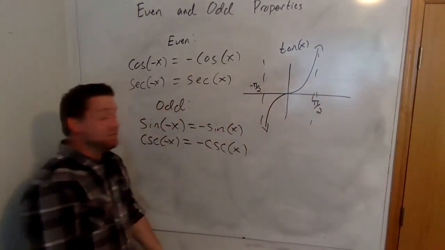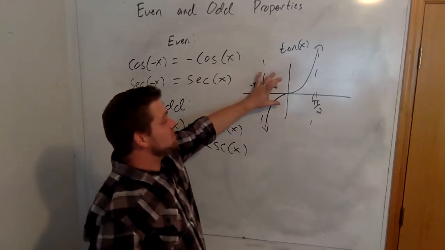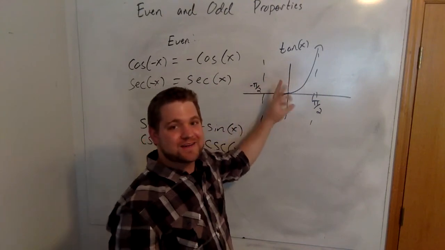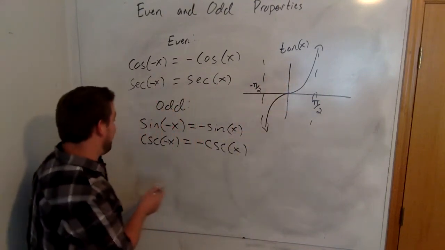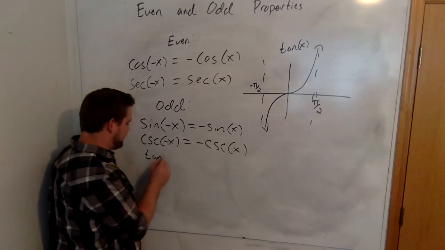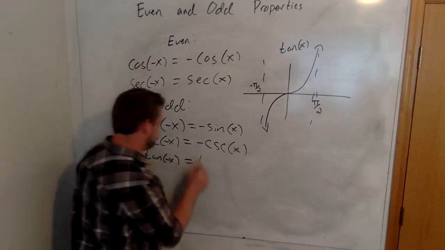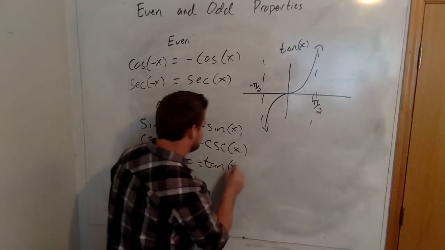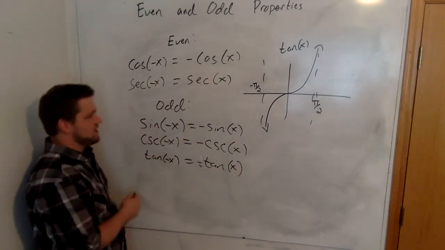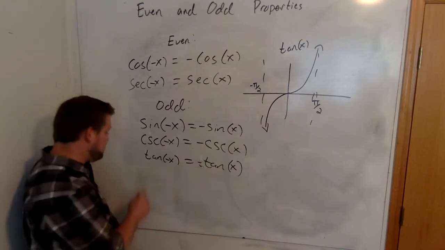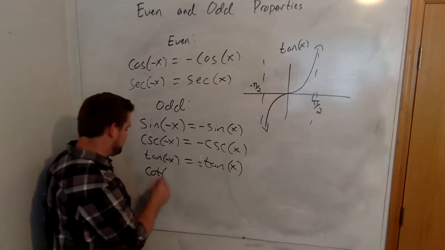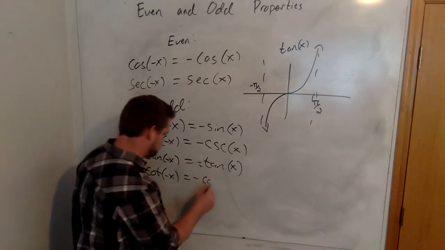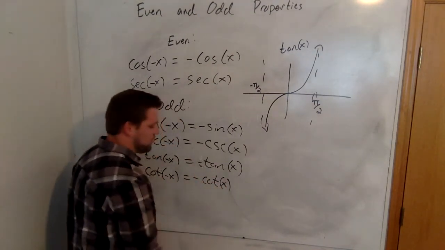So hopefully you can see just from the graph that if you took this picture and reflected it over the x-axis, it'd be the same as reflecting it over the y-axis. So tangent is an odd function. We'll have that the tangent of negative x is equivalent to the negative tan of x. And it would also be true for cotangent. I highly recommend you take a look at the graph of cotangent, but it also turns out that cotangent is an odd function. Make sure to go take a look at the graphs of those.